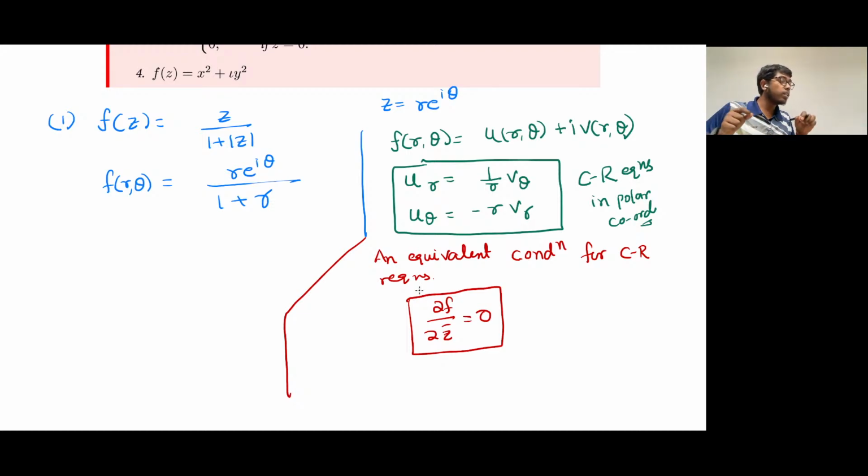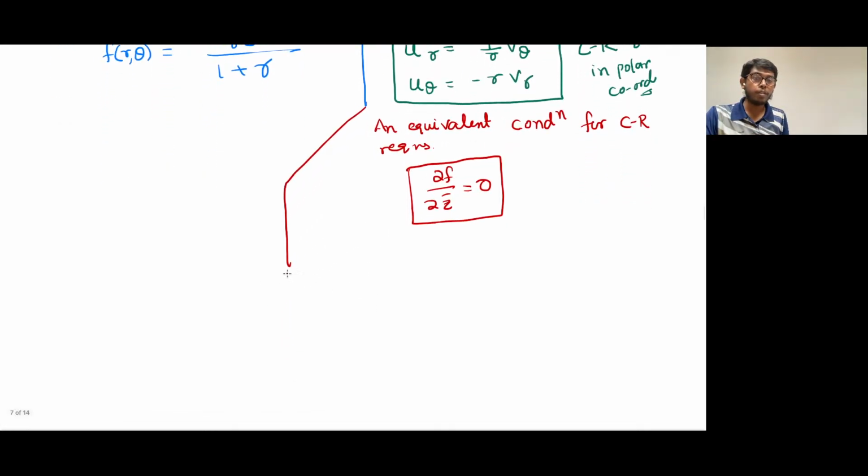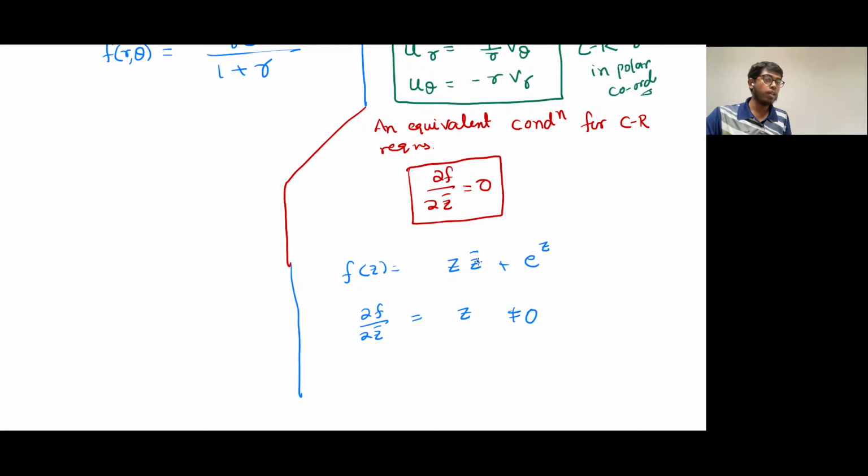So you take the z bar derivative. Since this might be new, suppose you have a function f(z) equals z bar plus e to the z. In order to see if it satisfies the Cauchy-Riemann equation, we'll find del f by del z bar. What is this? This is z, so this is not 0. Therefore, this does not satisfy the Cauchy-Riemann equation. Instead, if we have z, then this is 0, and it satisfies the Cauchy-Riemann equation.